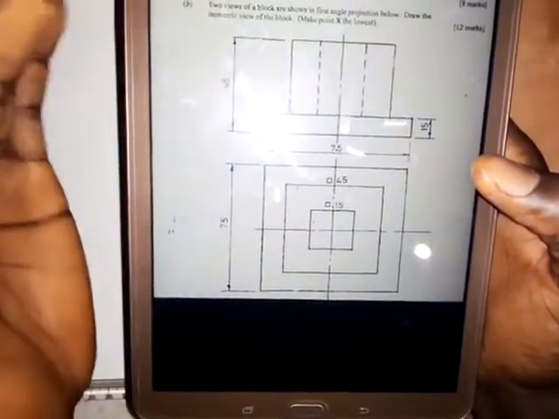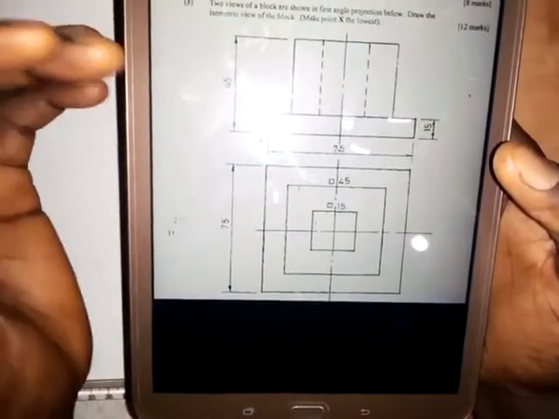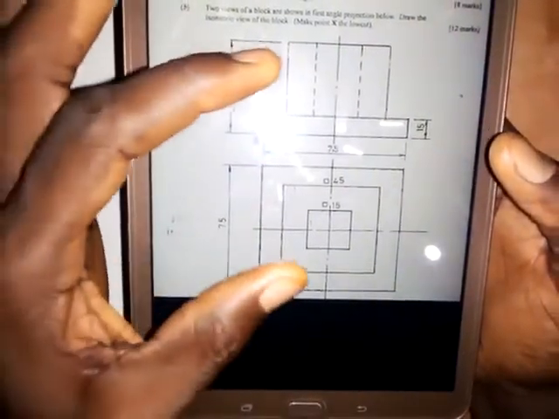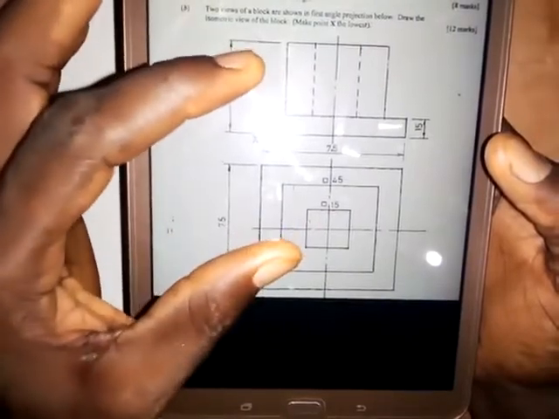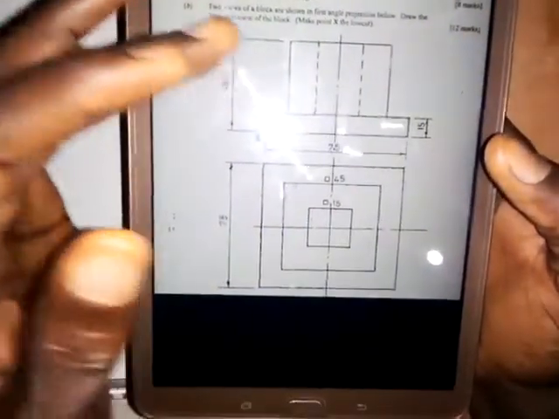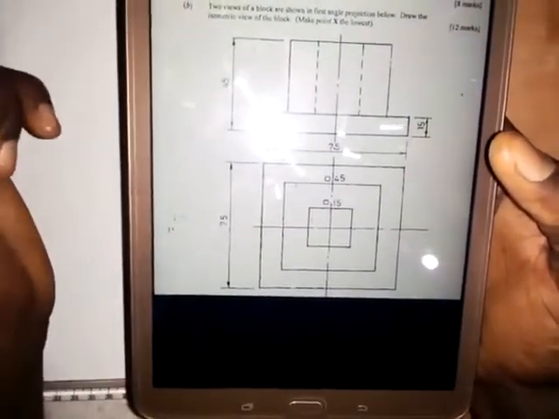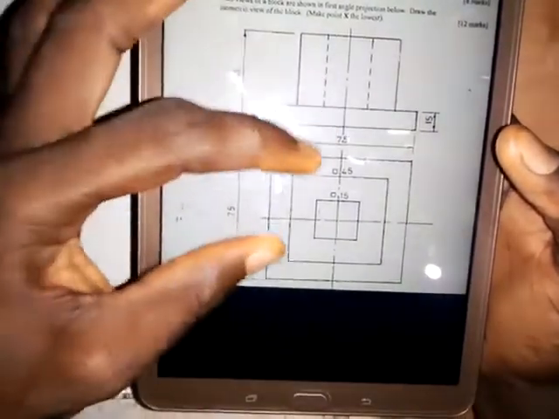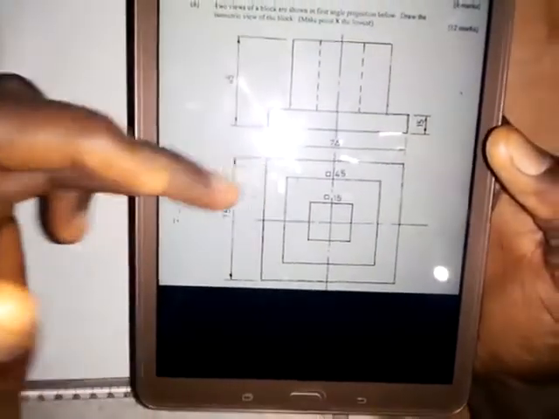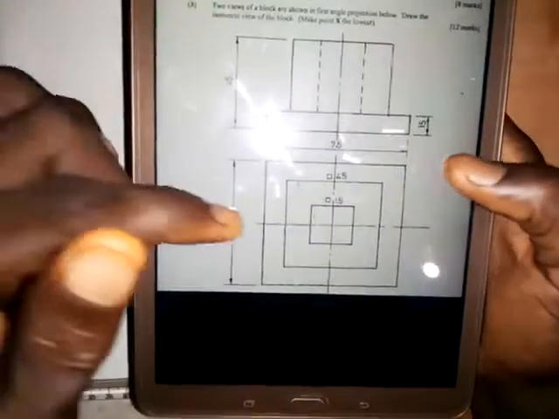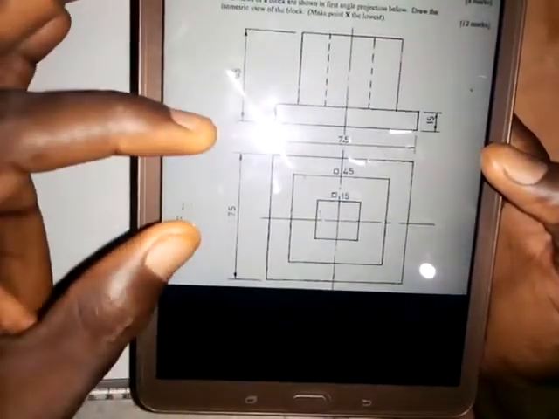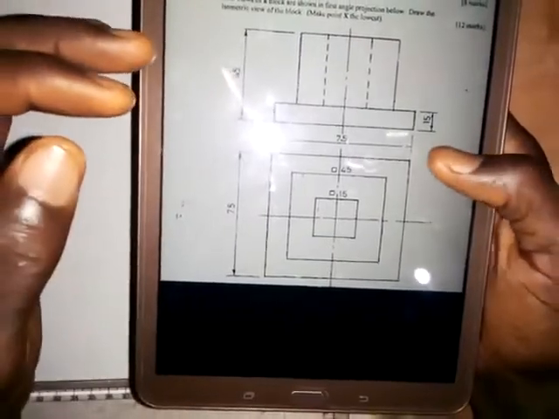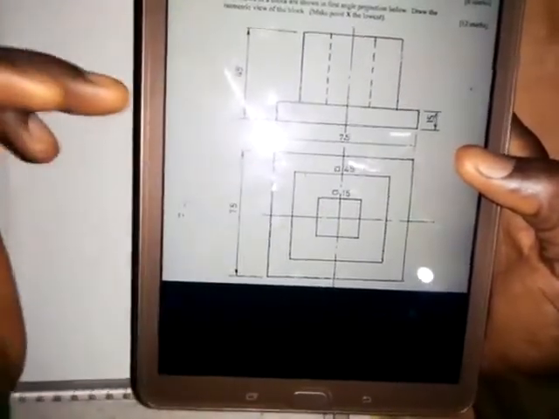Alright, so the question carries 12 marks. So if you're able to solve this problem, you'll be given 12 marks as written in the question. Alright, so looking at what we have here, I want to explain the plan first. In the plan, we have 3 squares. So how do I know that these are 3 squares?